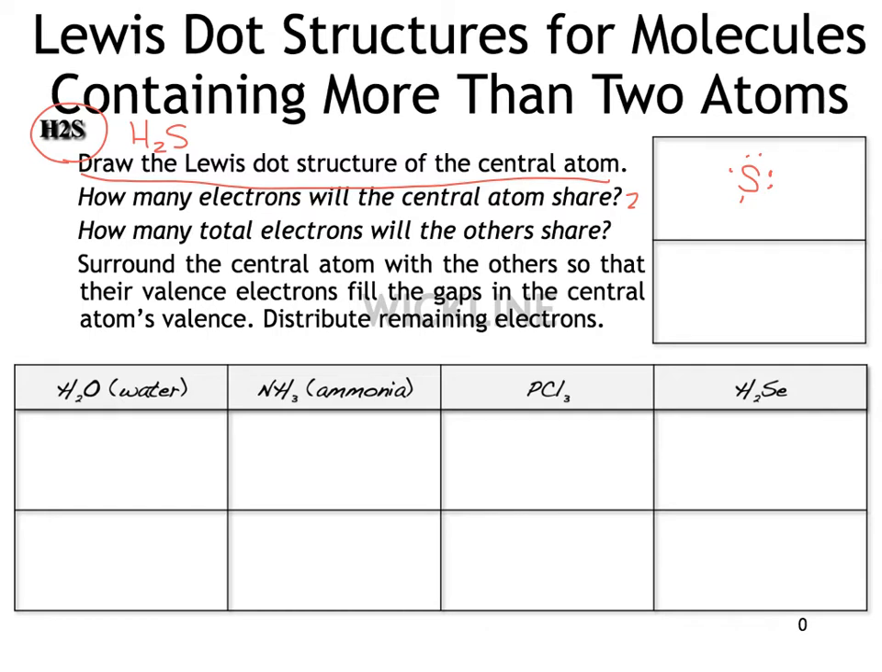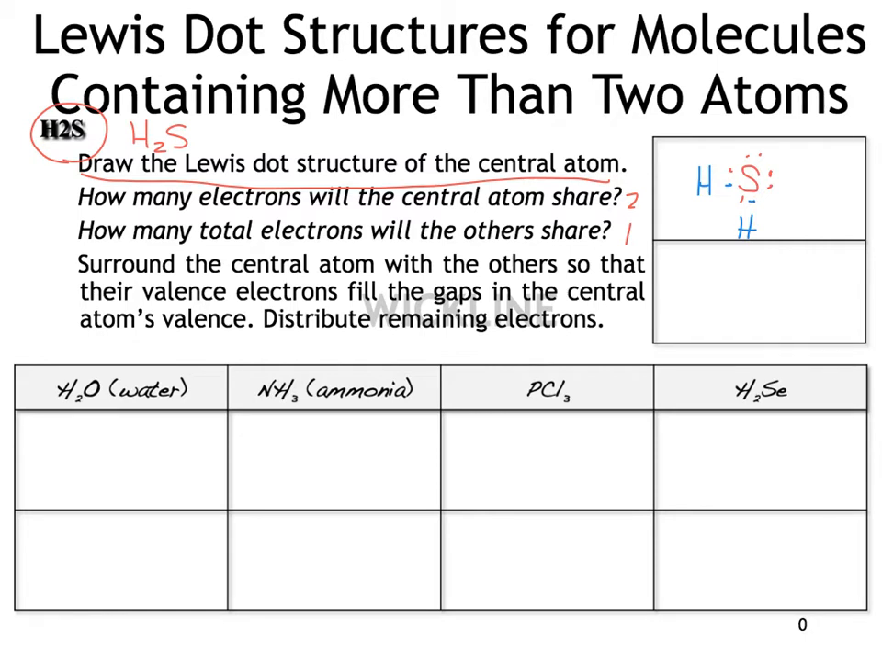And the other atoms are hydrogens. They need 1 electron, so they'll each share 1. And I don't know if you already know what's going to happen here, but this is what's going to happen. This hydrogen atom will share 1, it fits nicely into that slot. And then this hydrogen atom will share 1, so it'll fit nicely into that slot.